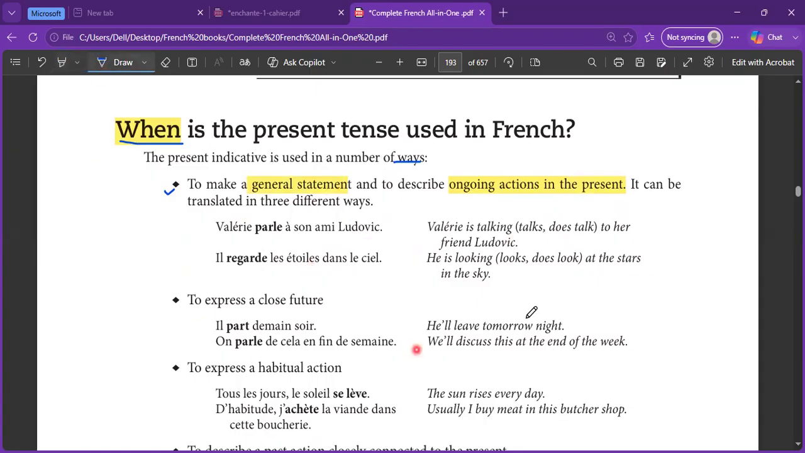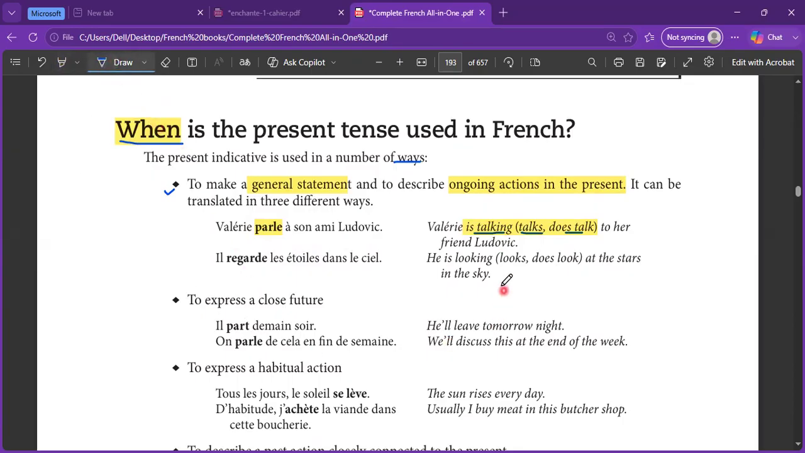Like, if you want to say Valerie is talking, because the ing form doesn't exactly exist in the present tense, we take the simple present tense over here. Talks or does talk to her friend Ludwig. So in that case, these three, is talking, talks, or does talk, mean simply the conjugation at that point, which is parle. Valérie parle à son ami Ludovic.